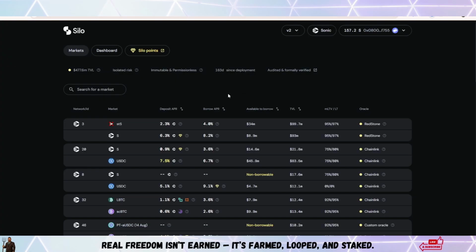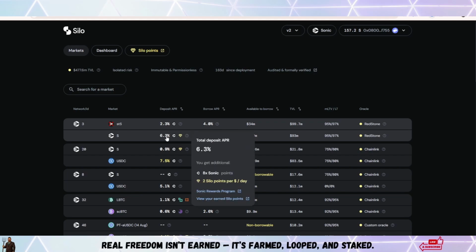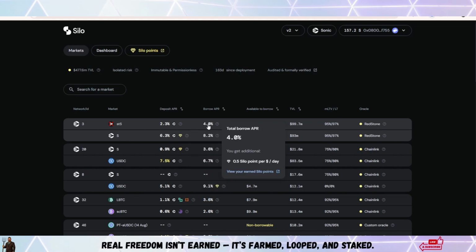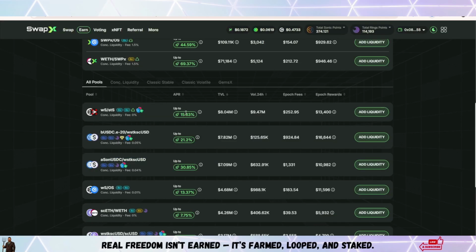Again, the same is true if you're using, and I'm using this over here on Silo Finance. So again, what you can do in this position, you can deposit your S into here, get your 6.3%, turn around and you can borrow your STS again at 4%. You're still net positive. And then you can jump in here, and this position here is giving you up to 15% APR again on top of it.